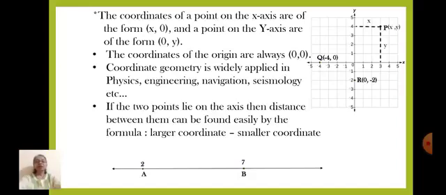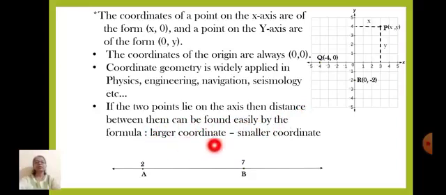Now we see some advanced formula how we can find the distance between any two points which are on this Cartesian plane. Up till now you have just plotted the points. Now this year in 10th standard we will study how we can calculate the distance between any two points which lie on this Cartesian plane. Okay. So if the points lie on the axis, the distance between them can be found easily by using the formula larger coordinate minus the smaller coordinate. So this is easy case.